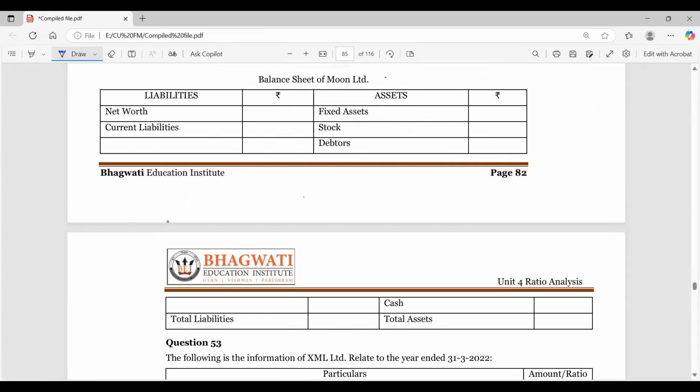So now listen. Here we can fill net worth is 9 lakh. What will be the current liability? Current liability, how much? It has to be 1 lakh, because we know total of asset is 10 lakh. So total of liability should also be 10 lakh. So the remaining 1 lakh is current liability. Clear?